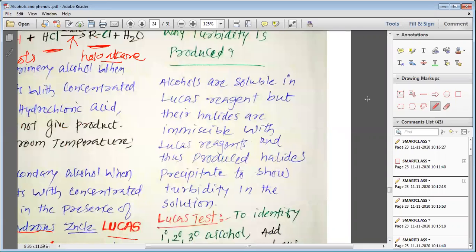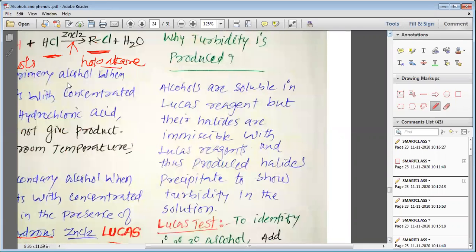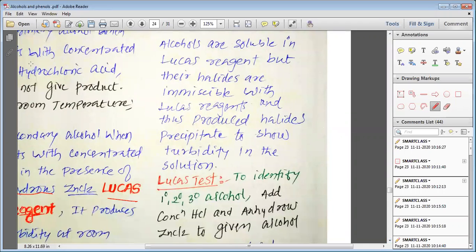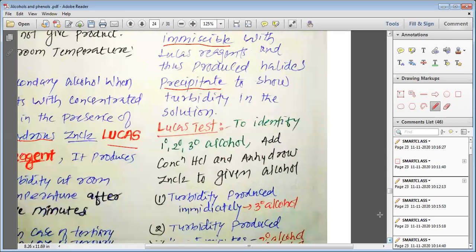So the question arises: why is turbidity produced, or why do we call it turbidity? Alcohols are soluble in Lucas reagent, but their halides are immiscible. Immiscible means they do not dissolve easily. That is why they are immiscible with Lucas reagent, and thus produce a halide precipitate. Precipitate means they turn into solid form, and these precipitates show turbidity.